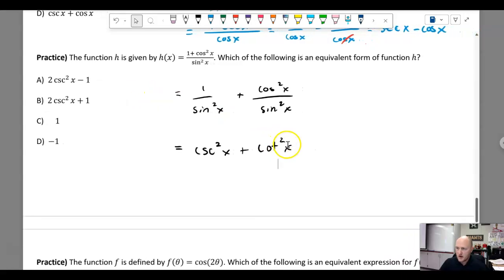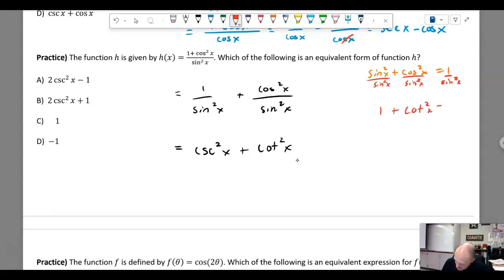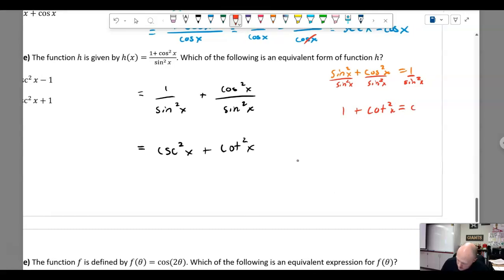So here's what I'm going to do. I know that it's squared. This is probably involving the Pythagorean identity. Sine squared plus cosine squared of x equals 1. And to get cosecant and cotangent, they both have in common that the denominator is sine. So if I take these and divide by sine squared of x, we can get an alternative version of the Pythagorean identities. This is 1 plus cotangent squared of x equals cosecant squared of x.